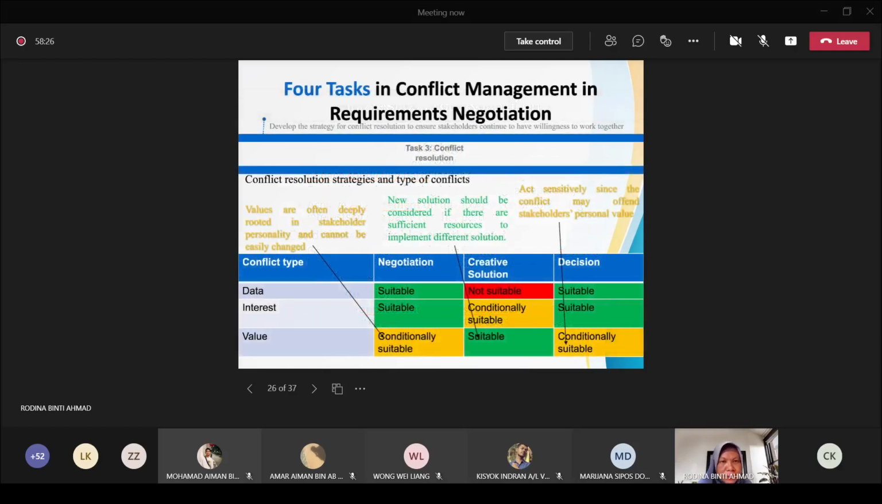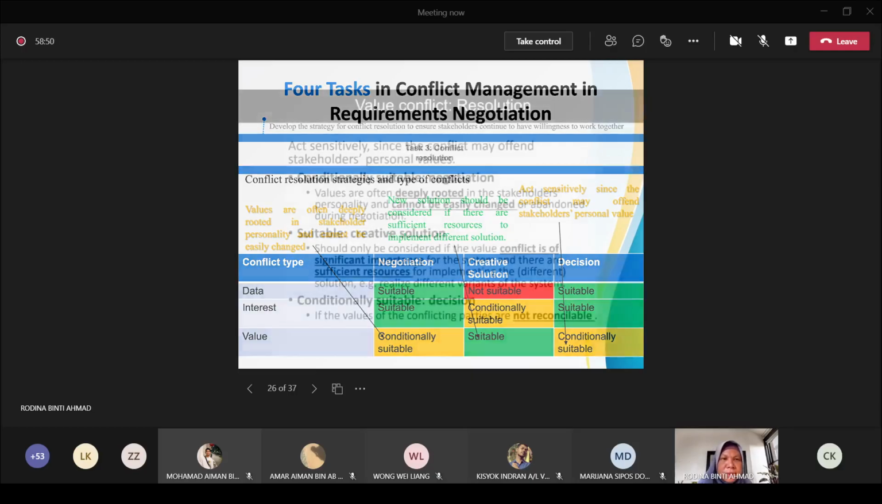All right. So the third type of conflict just now is what we refer to as value conflicts. In this case, it's best to use creative solutions, and if not possible, then the other two choices, negotiation and decision strategies, may be suitable, according to the conditions that they have.